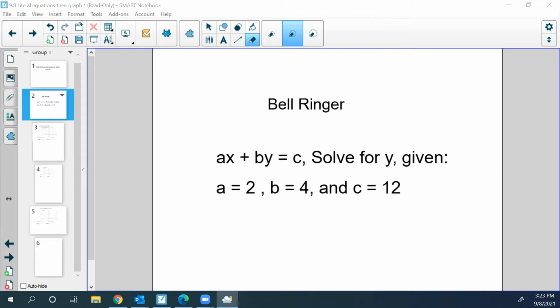All right, guys. Hey, today we are solving the equation ax plus by equals c, and this is a continuation from yesterday.